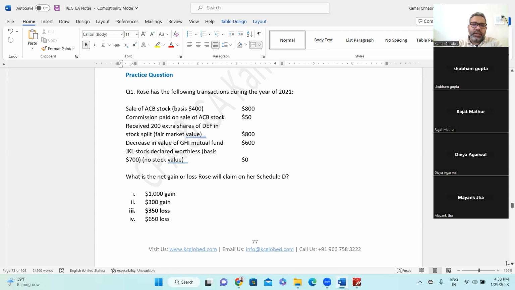Last one is JKL stock declared worthless. That means the $700 basis stock you have purchased now has zero value. Would it result in a capital gain or loss, or an ordinary gain or loss?